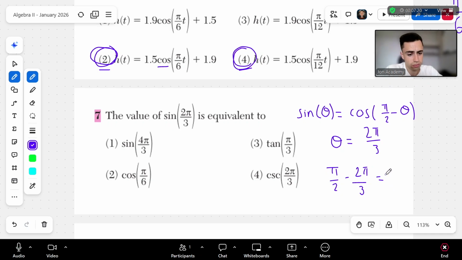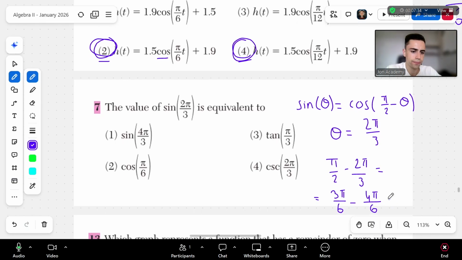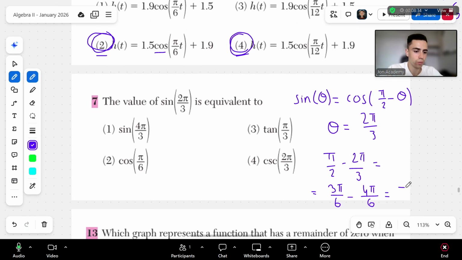we have to do this operation here. We write everything in sixths. So it's going to be 3 pi over 6 minus 4 pi over 6. So we subtract both and we end up getting minus pi over 6. And then we know the cosine of x always equals the cosine of minus x.